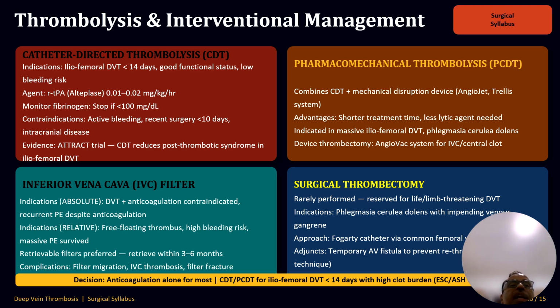And the commonly used agent is alteplase or recombinant tissue plasminogen activator in the dose of 0.01 to 0.02 milligram per kg per hour. So alteplase has revolutionized the treatment of deep vein thrombosis, especially in a proximal DVT through catheter directed thrombolysis. Monitor fibrinogen and stop catheter directed thrombolysis if the fibrinogen level drops to less than 100 milligrams per deciliter.